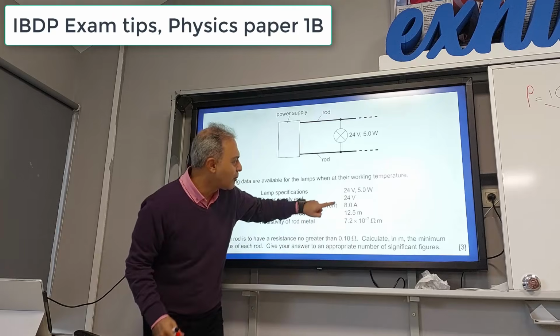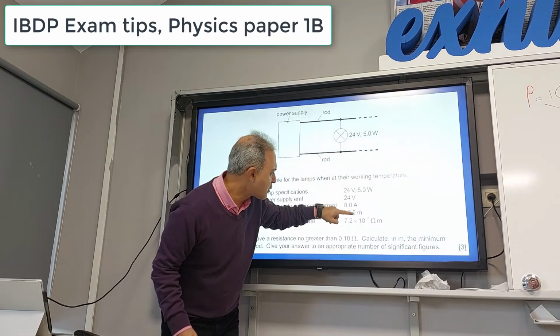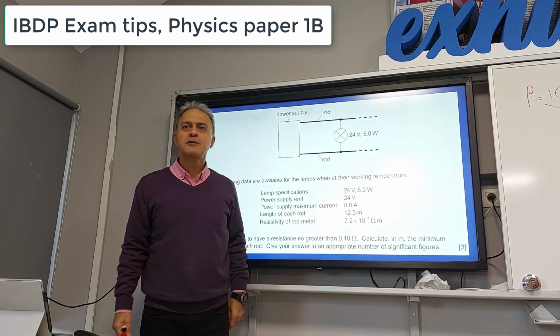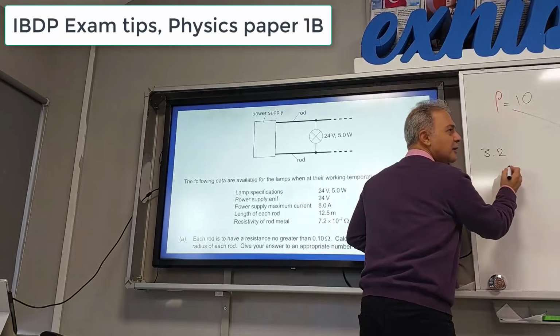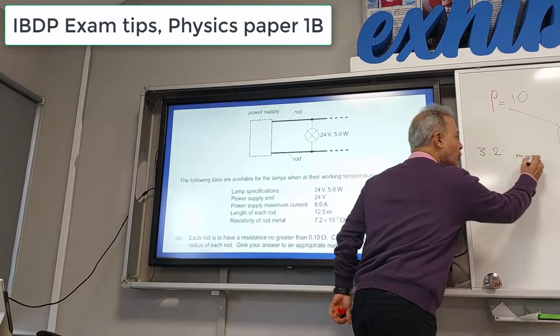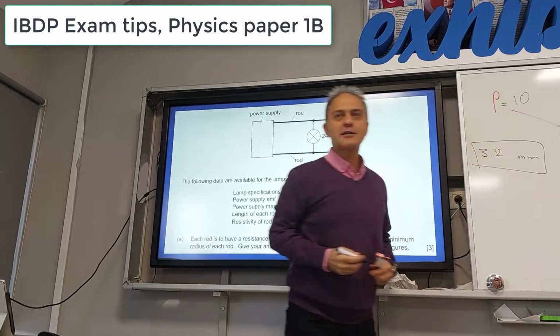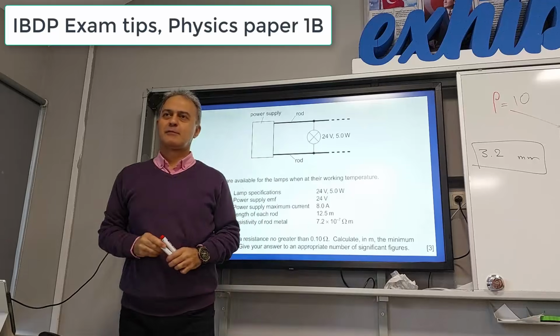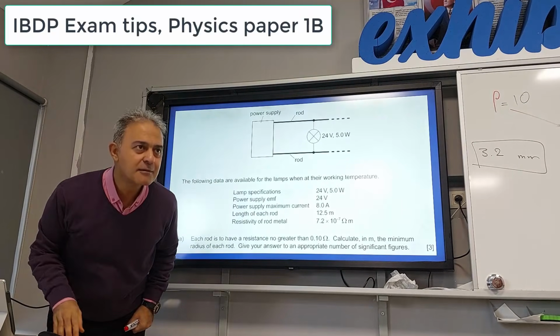How much is the minimum? 2, 2, 2, 2, 3, 2. How much? 2. The answer must be like 3.2 millimeters. Forget about the approach, guys. Write 3.2, get 1 mark. Got it? Yes. Good.